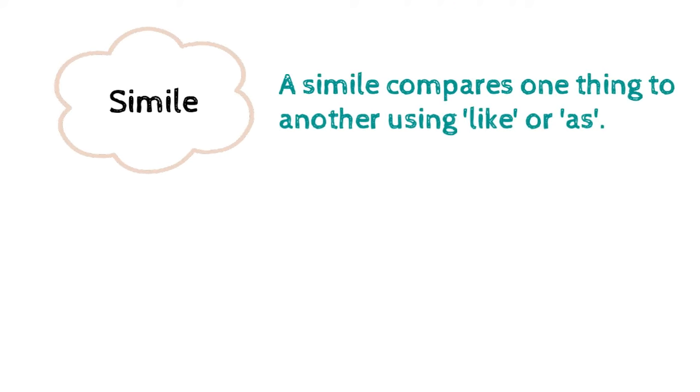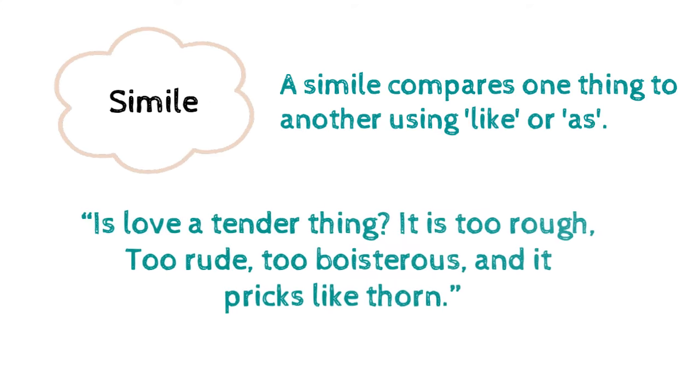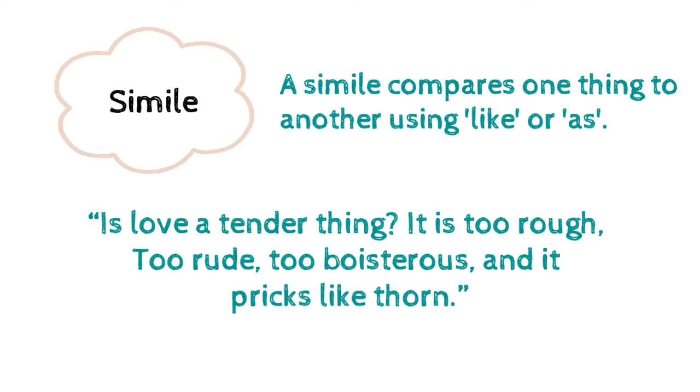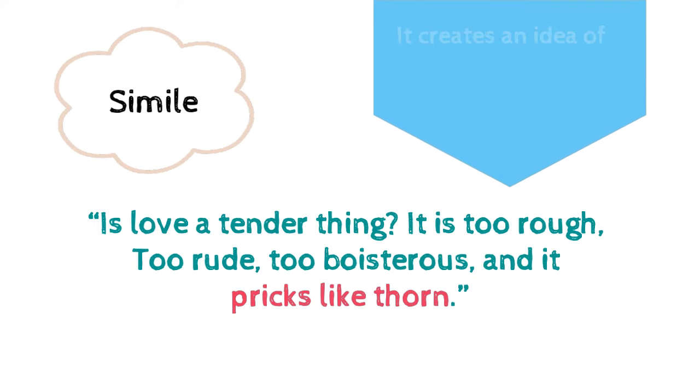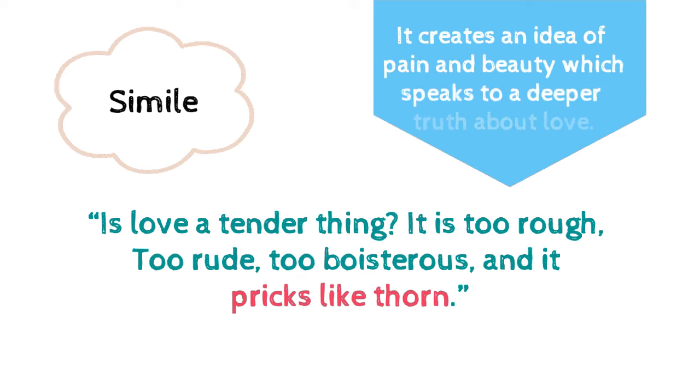Next, let's look at the simile. Like the metaphor, a simile compares one thing to another, but this time using like or as to connect the comparison. Look at this example from Romeo and Juliet. Romeo states, "Is love a tender thing? It is too rough, too rude, too boisterous, and it pricks like thorn." The statement that love pricks like thorn is a simile, which has the effect of making love sound sharp and painful. The comparison to a thorn on a rose bush creates an idea of pain and beauty, which speaks to a deeper truth about love.